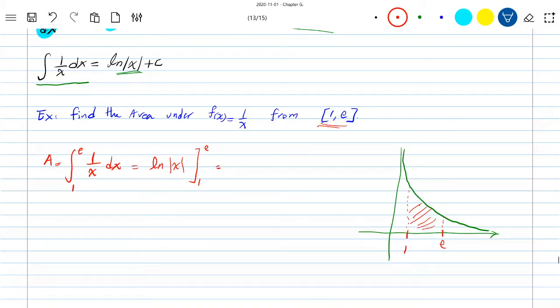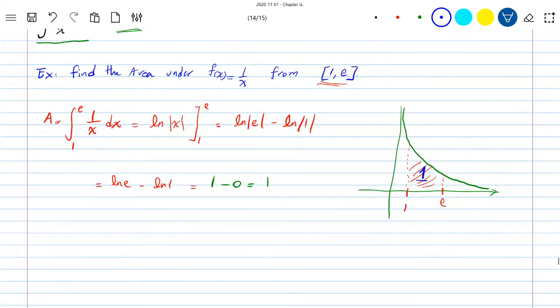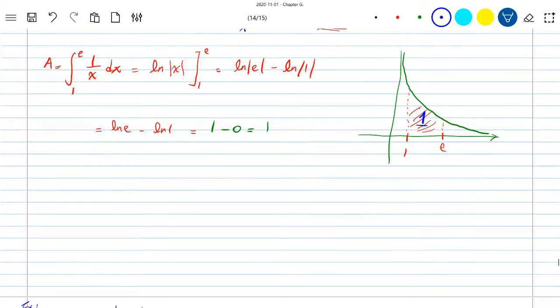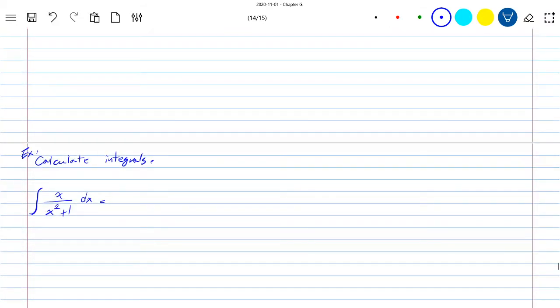Okay, replace e in there, you'll get ln absolute value of e. Replace 1, minus ln absolute value of 1. So that is equal to ln e minus ln 1. ln e is simply 1. ln 1 is 0. So the result is 1. So this means this area here is 1. Okay, so nothing complicated as long as you take the integral correctly. So to make sure that we know how to take the integrals, here are a bunch more examples.